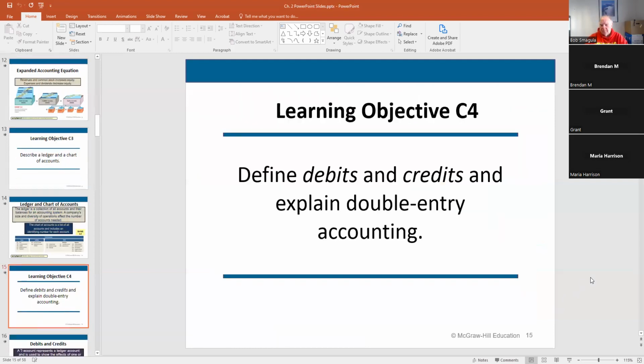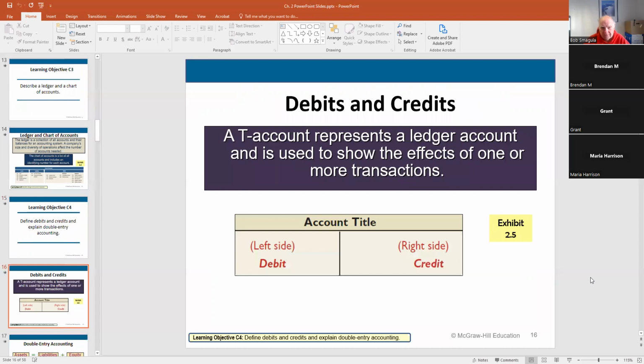Here we go now. To you people who have not taken 110, you are now going to see something that's going to drive you nuts for a little bit. But you'll get through it. Everybody does, right? Define debits and credits in the double entry accounting system.